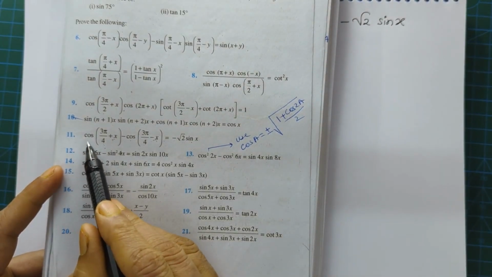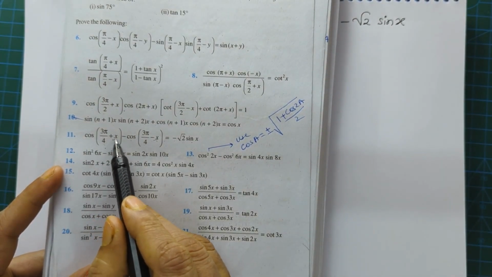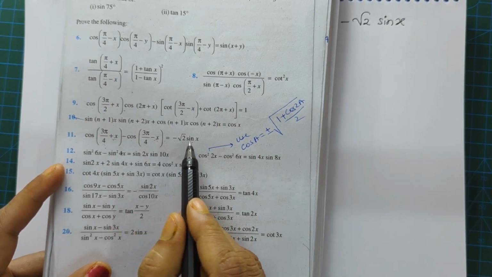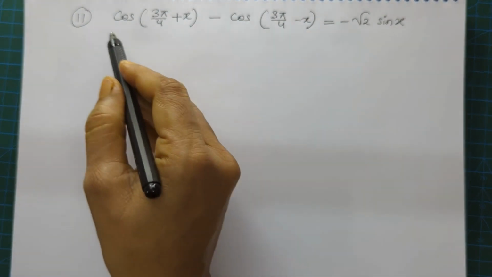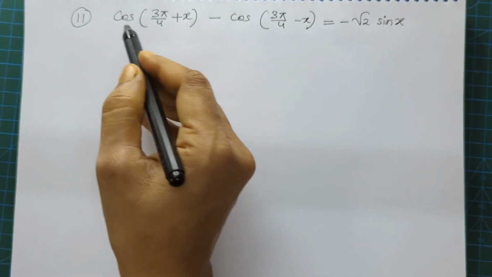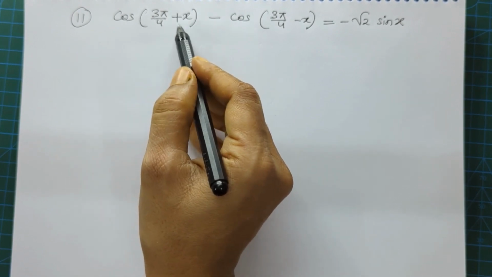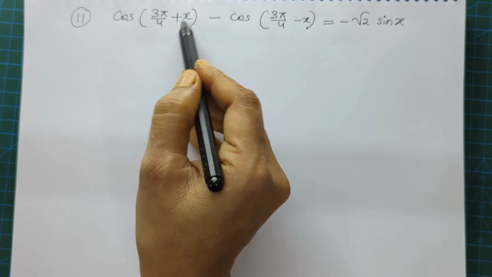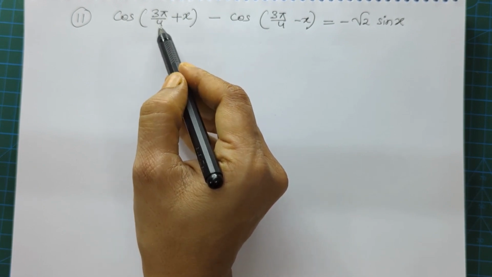Question number 11. Prove that cos(3π/4 + x) − cos(3π/4 − x) is negative root 2 sin x. So from the left hand side, which appears to be more complex, we have to go to the right hand side. Now this is not a convertible t ratio, meaning it is not 3π/2 + x. It is 3π/4.